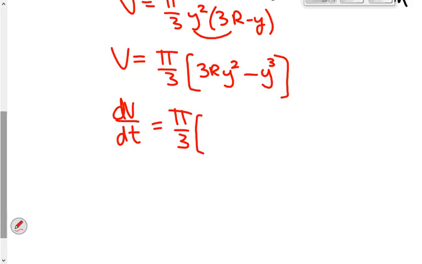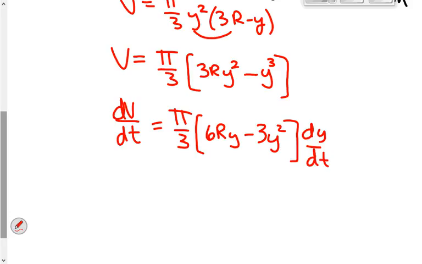And what's the derivative of 3ry squared going to be? 6ry. Maggie, what's the derivative of y cubed going to be? Okay. And what am I missing here? Yep, there should be a dy dt after each of those terms, so I'm just going to factor it out. Okay, because remember, when we're talking about taking all these derivatives with respect to time, it's really like using the chain rule one more time.